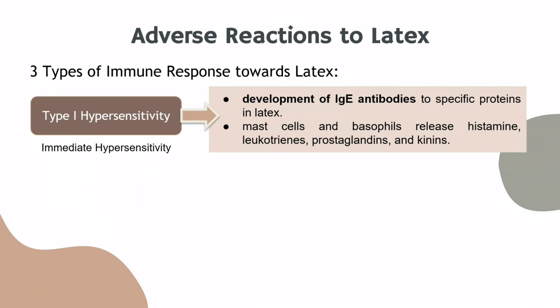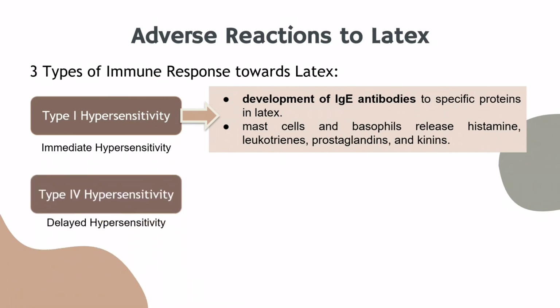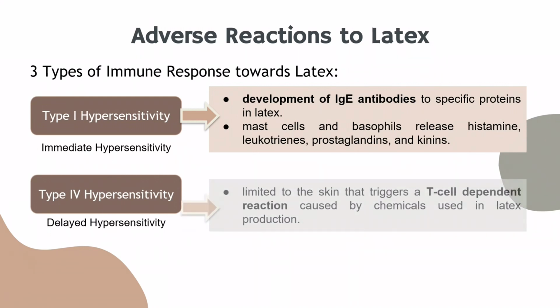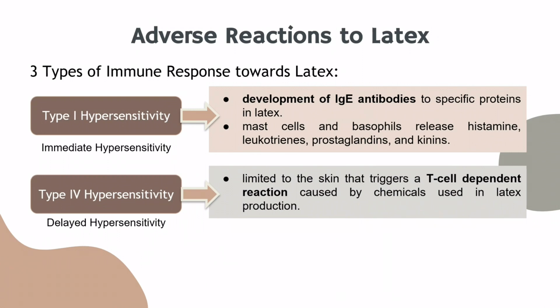The second type of immune response is type 4 hypersensitivity, also known as delayed hypersensitivity. A T-cell dependent reaction occurs at the skin and is triggered by the chemicals used in latex production. Therefore, a person may experience redness, itching, and various skin lesions, and when exposed repeatedly to latex, it will develop into type 1 hypersensitivity.